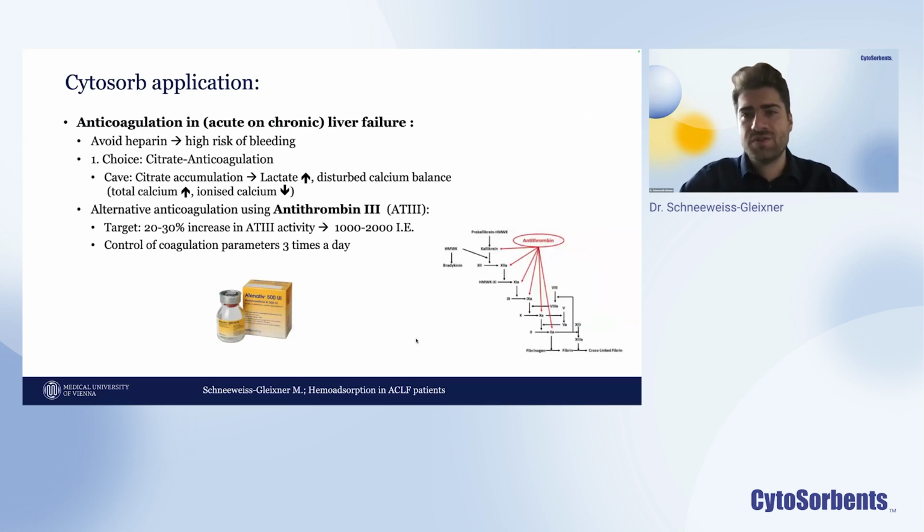Just a short note on how we treat our liver patients concerning the anticoagulation during an extracorporeal circuit. We avoid heparin due to the high risk of bleeding events. Our first choice is always citrate anticoagulation, but in liver failure patients, we have to take care about the citrate accumulation, which is indicated by increasing lactate levels and a disturbed calcium balance. As soon as we had signs of citrate accumulation in our ACLF patients, we turned off the citrate and switched to an alternative, which in our cases was antithrombin 3, which we substituted in order to increase the AT3 activity by 20 to 30%. And we already had very good experience with this approach, so that we don't have any coagulation during the extracorporeal circuit.